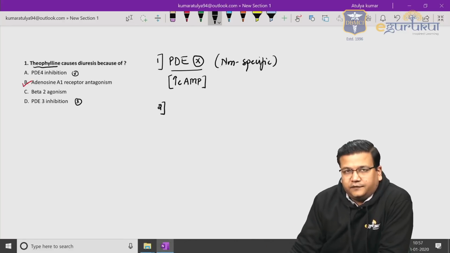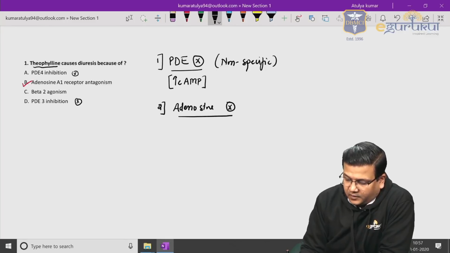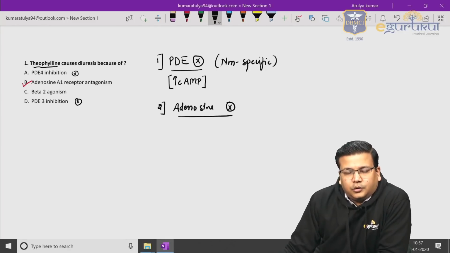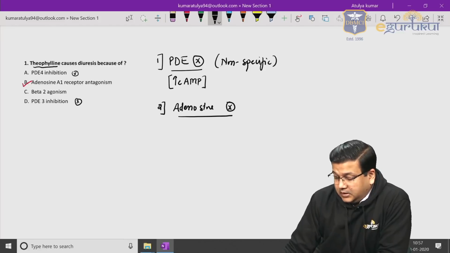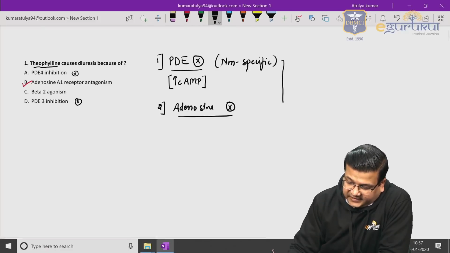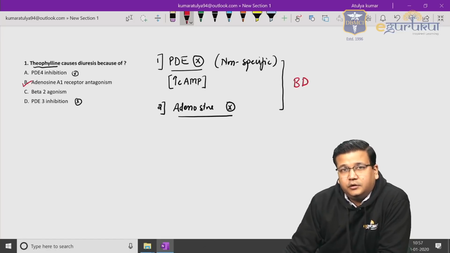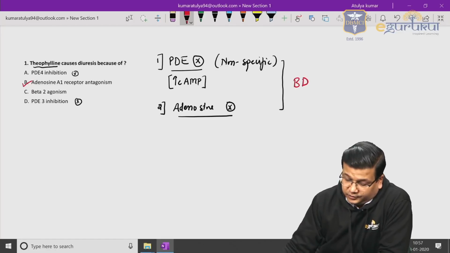The second mechanism of theophylline is adenosine antagonism. Adenosine is another bronchoconstrictor in our body. Adenosine acting on adenosine type 1 and type 2 receptors causes bronchoconstriction, and by antagonizing those receptors, theophylline is able to cause bronchodilation. So these are two mechanisms of the bronchodilator action of theophylline: non-specific phosphodiesterase inhibition, and adenosine receptor antagonism.